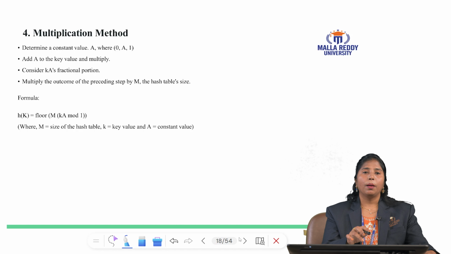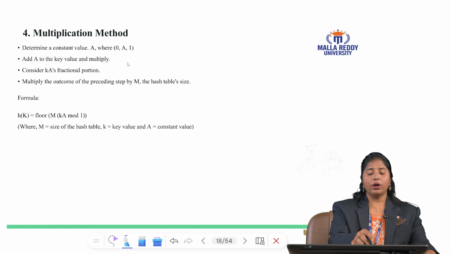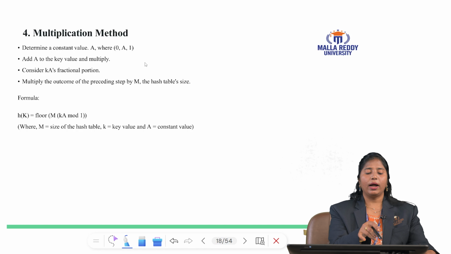Next we have the multiplication method. Determine a constant value A, where A is between 0 and 1. Multiply A with the key value and consider the fractional portion. Then multiply the outcome of the preceding step by M. Now see the formula: H(K) = floor(M × (K·A mod 1)).